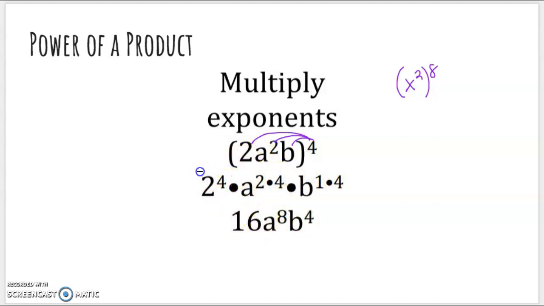The biggest mistake we see here is that students don't want to treat this 4 as an exponent when they apply it to an actual number. They want to do 2 times 4. No, it's 2 to the 4th power. This 4 is staying in the exponent in all of these situations.